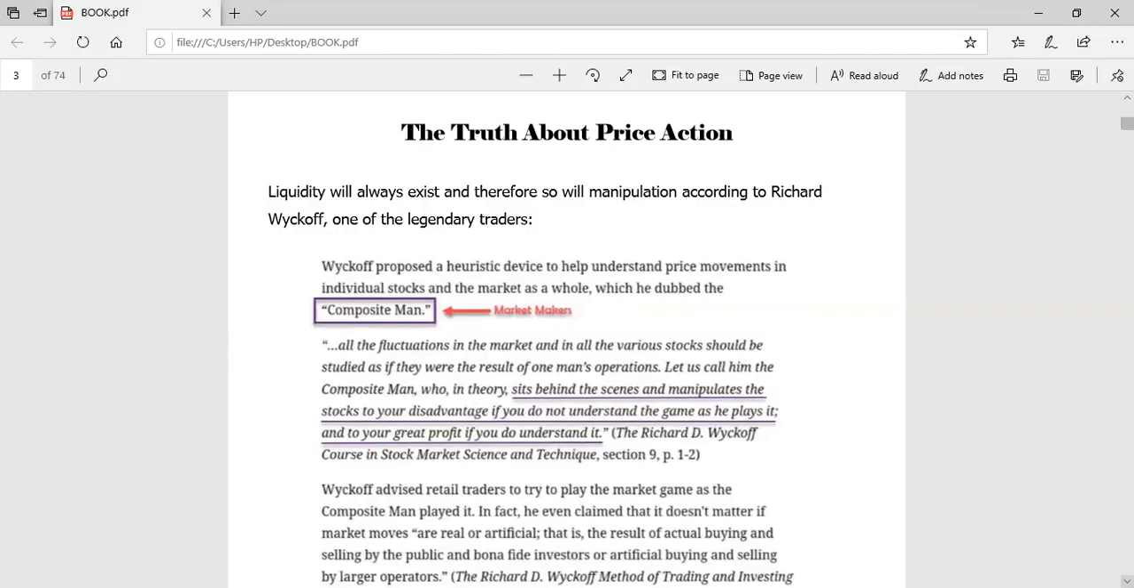So if you understand the market, that means you are making profit. But if you don't understand it, you are the liquidity that the market is looking for. So let's go straight back to that.